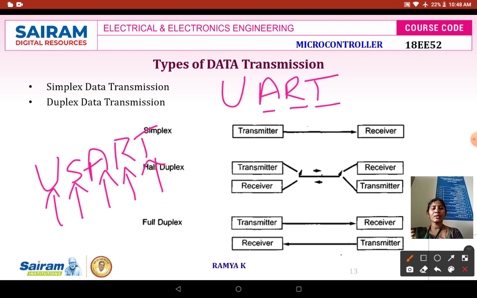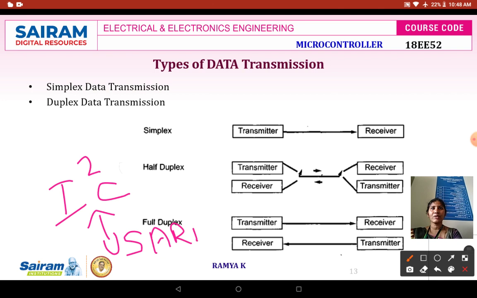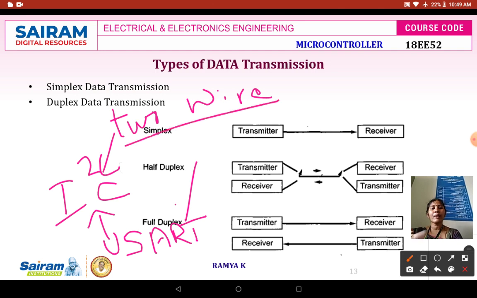So when you consider the second protocol, what I have told, I squared C, that is inter-integrated circuit, it is the advanced protocol when compared to your USART. So this I square C is your two-wire communication. Two-wire communication means here also the communication can happen vice versa, that is from your sending end to your receiving end, or from your receiving end to your sending end.